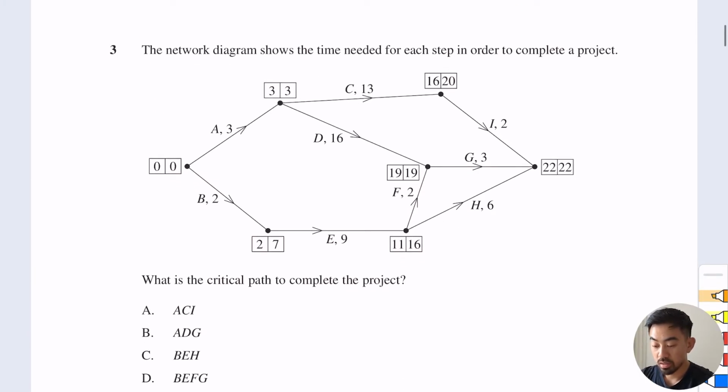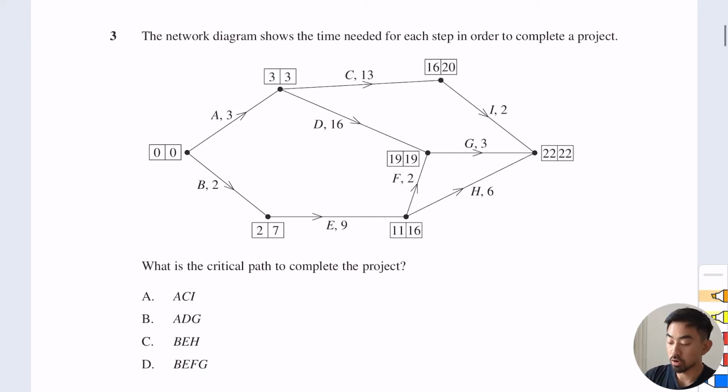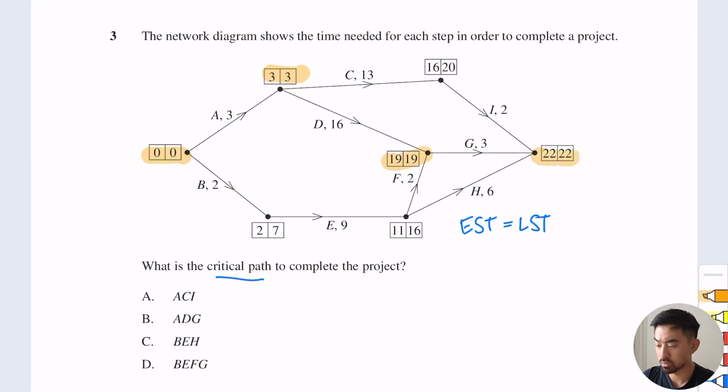Question 3. The network diagram shows the time needed for each step in order to complete a project. Which is the critical path to complete the project? All right, so I know my critical path is when my earliest start time is equal to my latest start time. So highlighting all of those, 0, 0, 3, 3, 19, 19, and 22, 22, I can just backtrack to work out which is my critical path. So it looks like it's going to be A, D, and G.